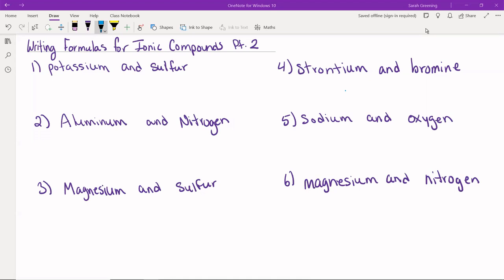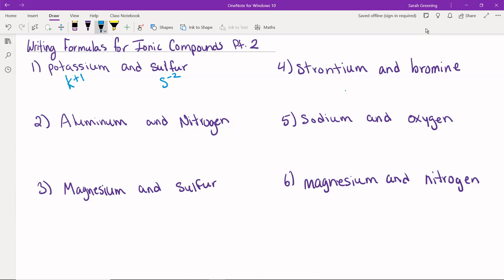To start, we'll have potassium and sulfur. So if this were an ionic compound, what would be the ionic formula? Potassium has a +1 charge, and sulfur has a -2 charge. If you didn't see part 1 video, I recommend checking out the periodic table video where you can determine the charges of various elements.